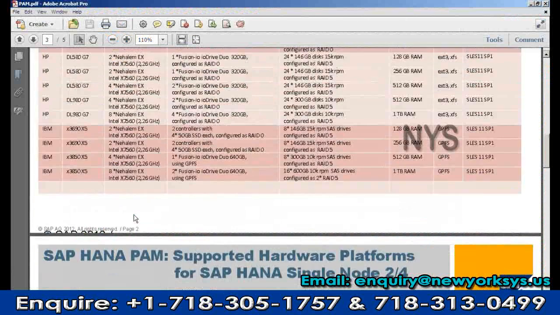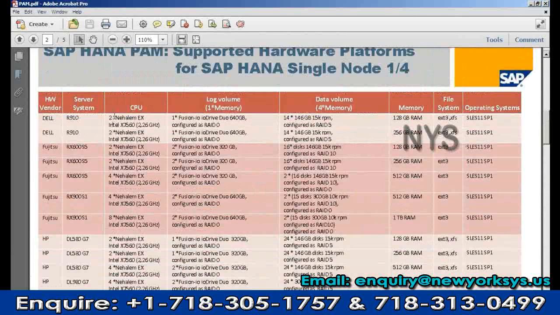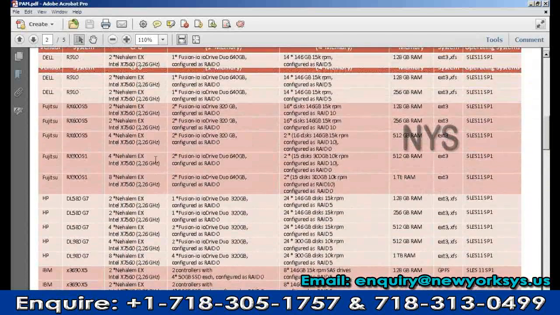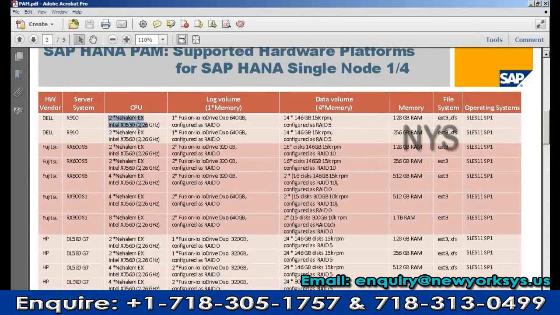Now when you see 2 into Nehalem processor, that's technically 2 into 8 cores, that is a 16 core CPU. Similarly, when I'm talking about a Westmere processor, it says 4 into 10 Westmere processors, that is a 40 core CPU. This is how your configuration works. So this is the CPU capability that is shown here.